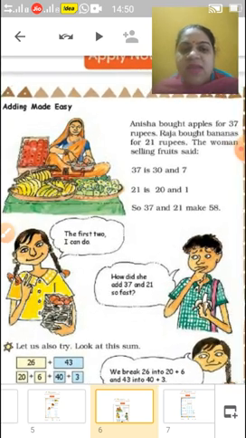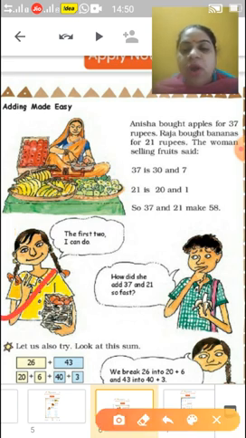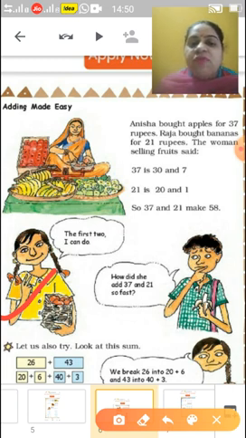Now let's read a story. Anisha bought apples for 37 rupees. Now she is Anisha and she bought apples for 37 rupees. Raja bought bananas for 21 rupees. The woman selling fruit said 37 is 30 and 7. 21 is 20 and 1.